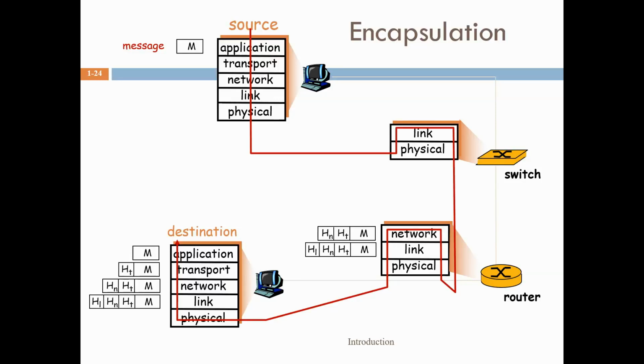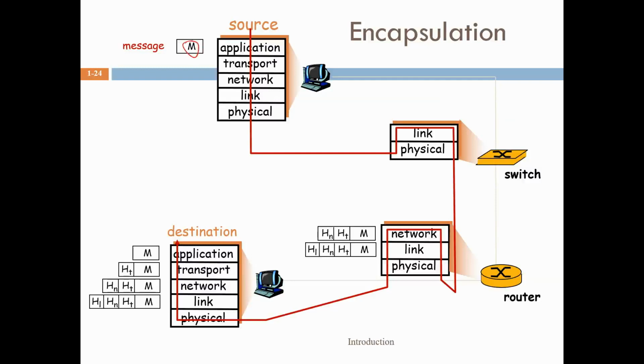So because the source and destination are the ones who are running the application, they implement the entire protocol stack, as you see here. The router implements only the bottom three layers because it does forwarding based on IP addresses. The switch implements only the bottom two layers because it does forwarding based on MAC addresses. So how does this all work? At the source, the application generates a message, M, as you see here.